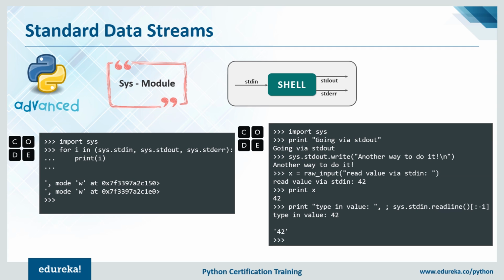Again, the value read is 42. As soon as we print, x becomes 42. X is printed. Next, type in the value. We're actually going to type in a value where we're using stdin.readline to actually get the input. So type in value. As soon as it says 42, 42 is printed.